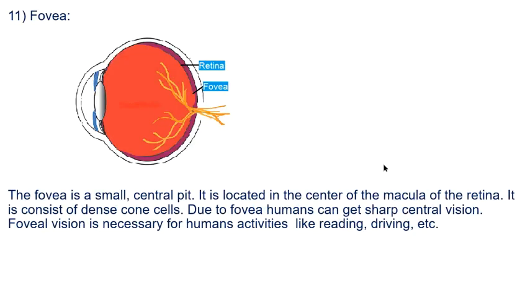Fine, students. Moving forward, this is the fovea. In the diagram, I have recently shown you that inside the macula, at the center, is the fovea. The fovea is a small central pit. It is located in the center of the macula of the retina. It consists of dense cone cells. In the first diagram we showed you what cone cells are. So cone cells are present in dense quantity inside the fovea.